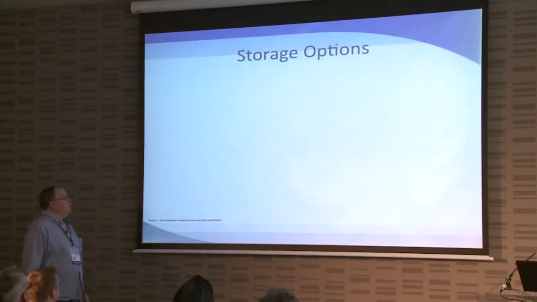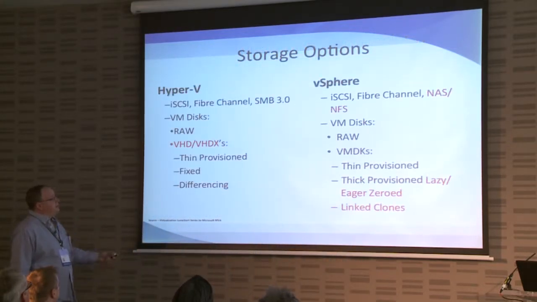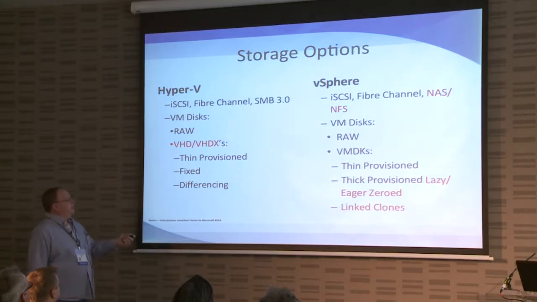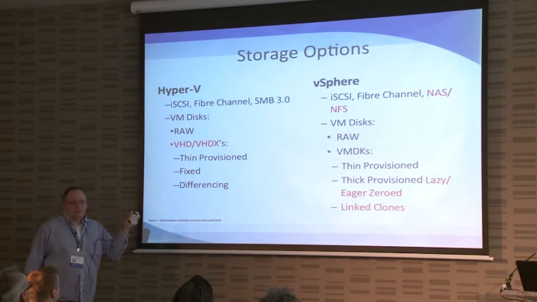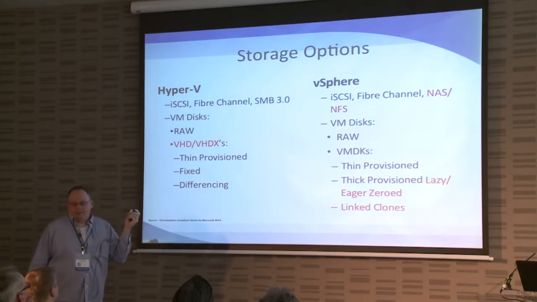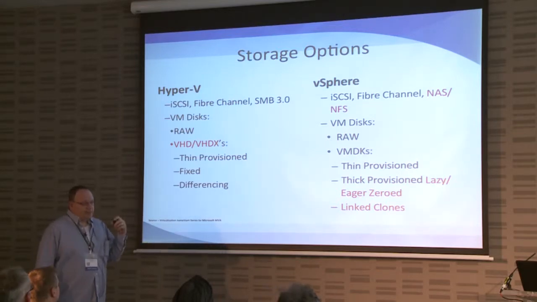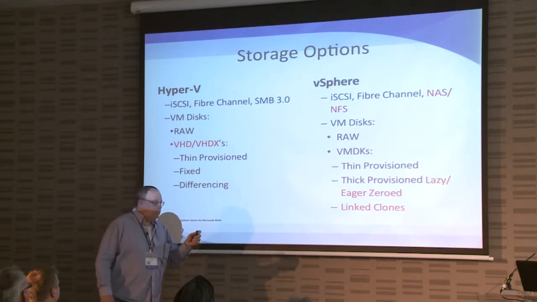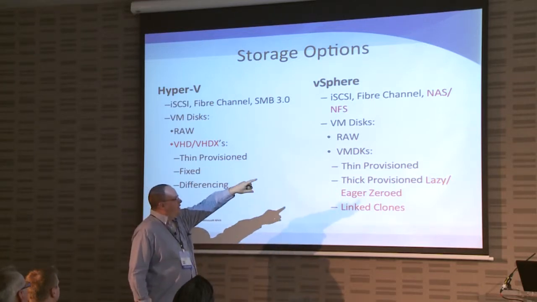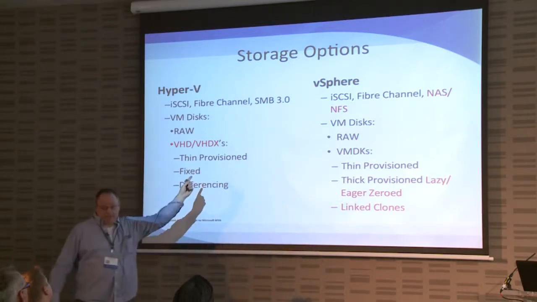Storage options. This is a little bit different because everybody's always said that Hyper-V was different because you can't use CIFS. That was one of the things, okay? But they have SMB 3.0 now, which, I've used it, and it's kind of fast, much better than 2.0, but it still has some quirks to it. vSphere has NAS and NFS, which Hyper-V does not have.